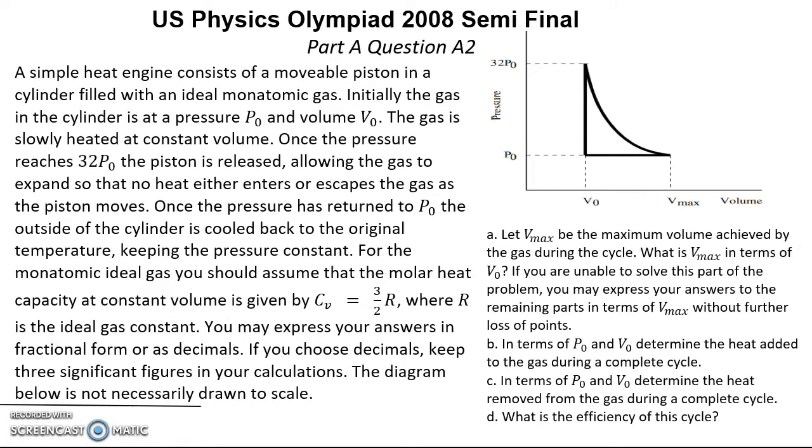Question B. In terms of P0 and V0, determine the heat added to the gas during a complete cycle. C. In terms of P0 and V0, determine the heat removed from the gas during a complete cycle. D. What is the efficiency of this cycle?